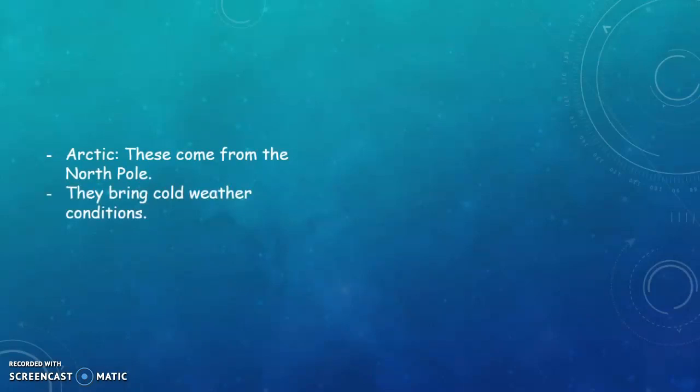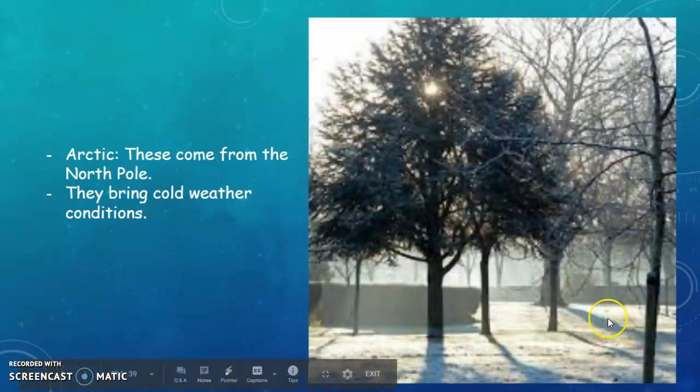The next one is Arctic. They come from the North Pole. They bring cold weather conditions. They can come in winter or in summer. And usually you get these frosty conditions which are quite nice. If it comes in summer, you will get frost at night but very clear skies during the day, so usually it's quite nice weather.